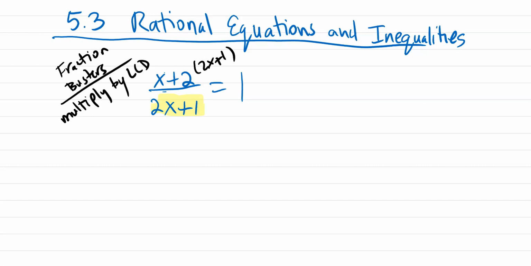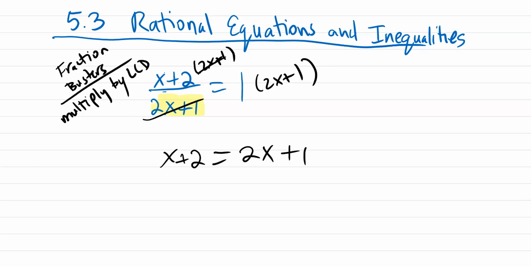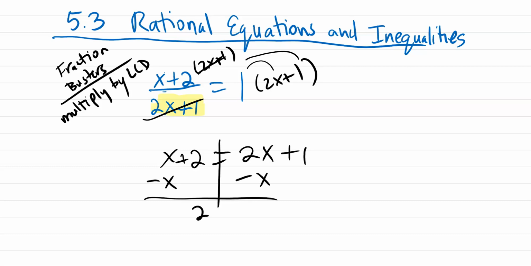I can do that as long as what I do to one side, I do to the other. On the left side, that clears the fraction for us, leaving us with just x plus 2 is equal to 2x plus 1. Technically, I distributed that 1 in there, didn't make a difference, but we multiplied it in. And then we could just solve this. Isolate the variable on one side, subtract that away, and x equals 1.